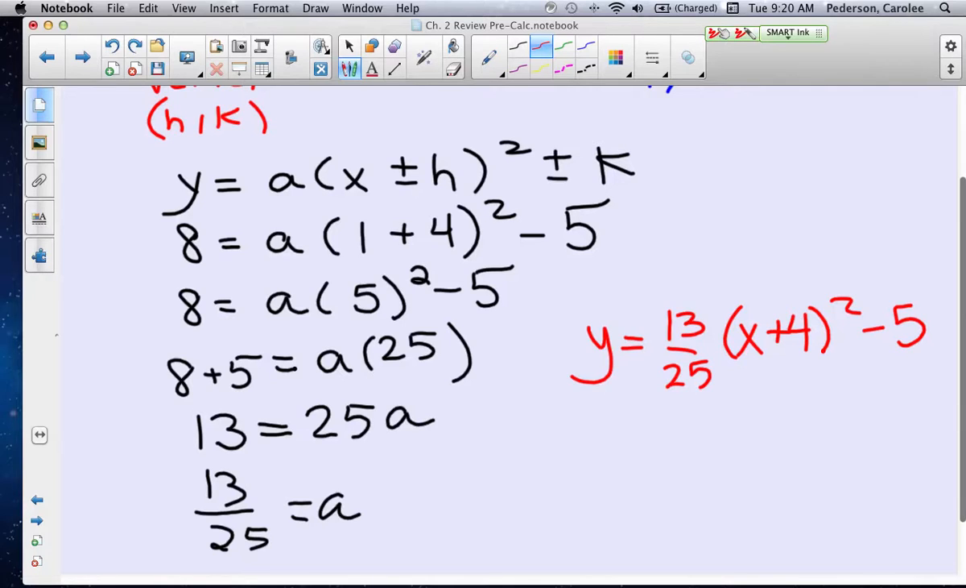And you don't have to convert it to standard form by multiplying it all out and doing all that. It doesn't need to be done. And that's the final answer. Okay. What other questions do you have for me?